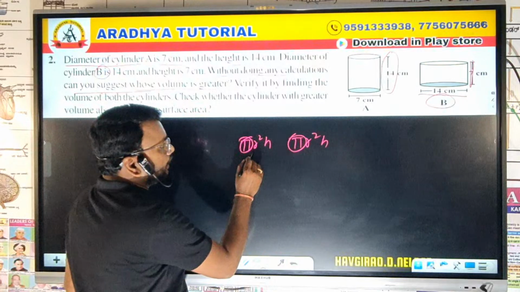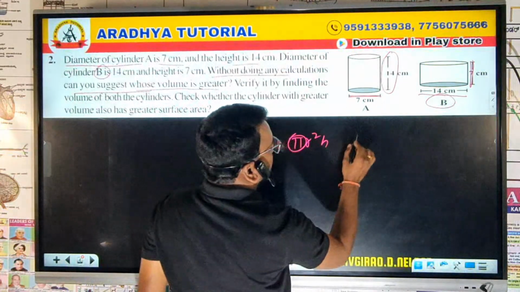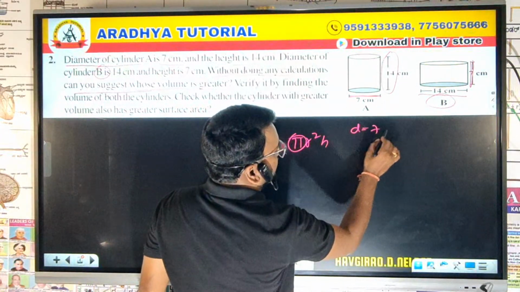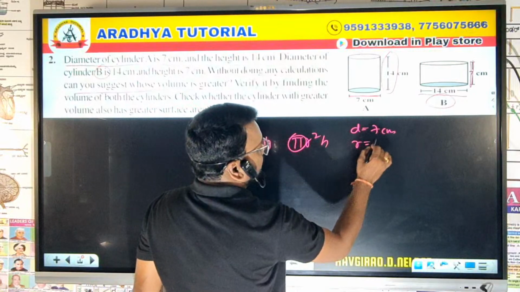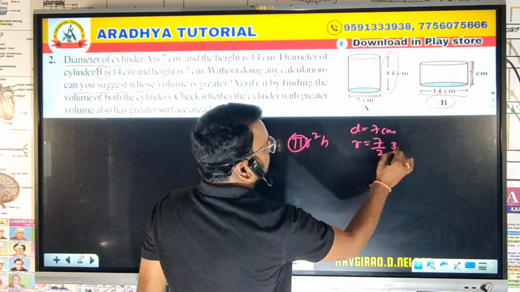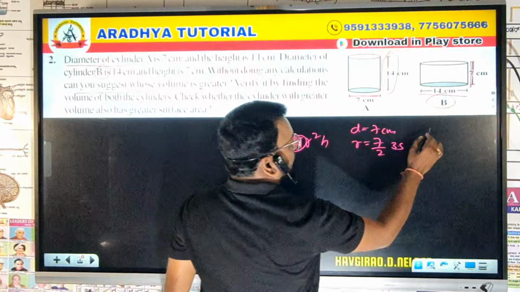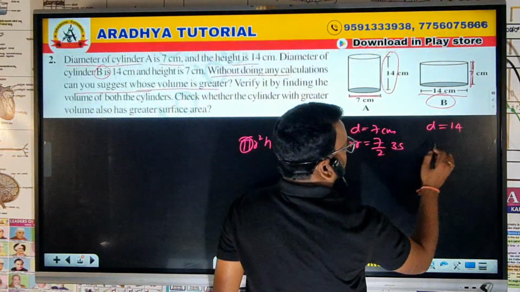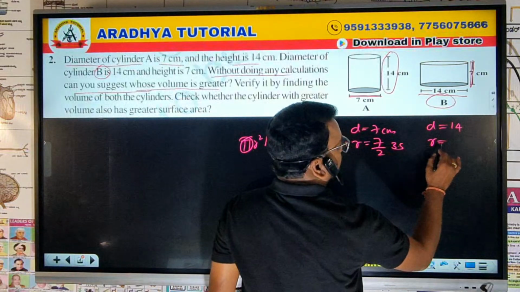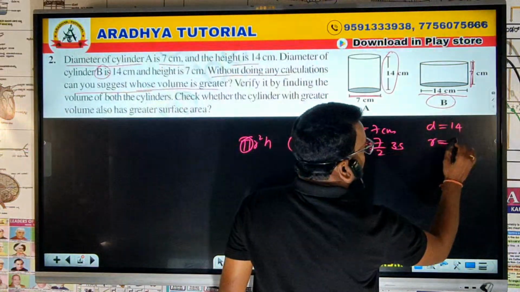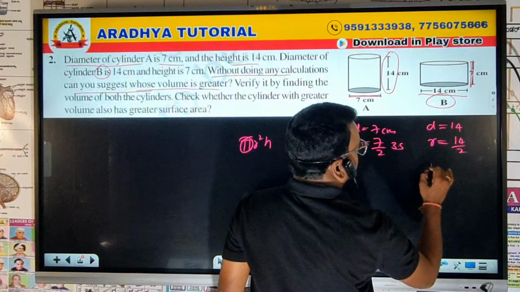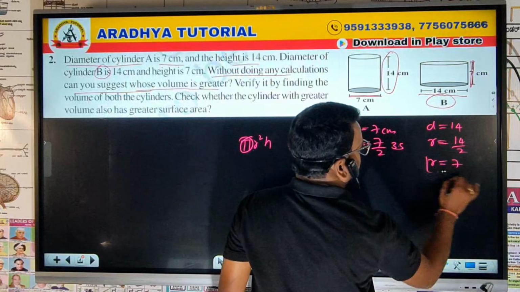That's why here, for r, diameter is given, d equals to 7 centimeter, and r equals to 7 divided by 2, that is 3.5 centimeter. Here d equals to 14, and r equals to 14 divided by 2, that is r equals to 7 centimeter.